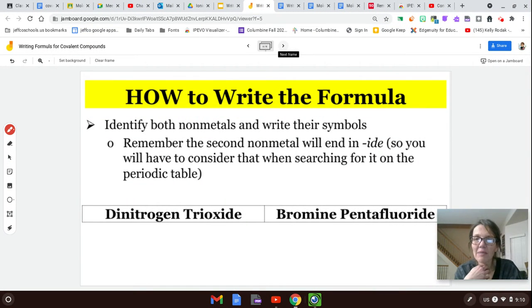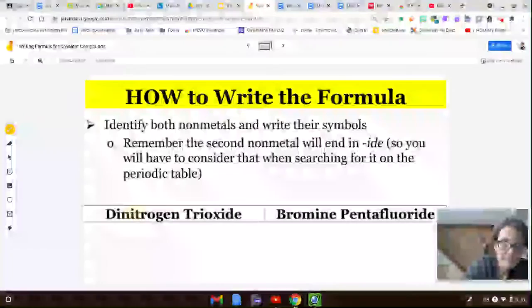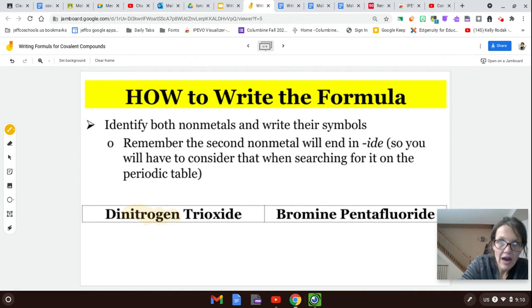Remember how we did that for ionic compounds? That's the same here. That "ide" ending lets us know that the compound is done. It's kind of like a way to say we're done with the name. So when we go to look for the elements, you have to keep that in mind. Let's look at these two examples. Right here we have dinitrogen trioxide. Hopefully you recognize in there the name nitrogen and also oxide. So nitrogen is going to be N, obviously, and then oxide is O.